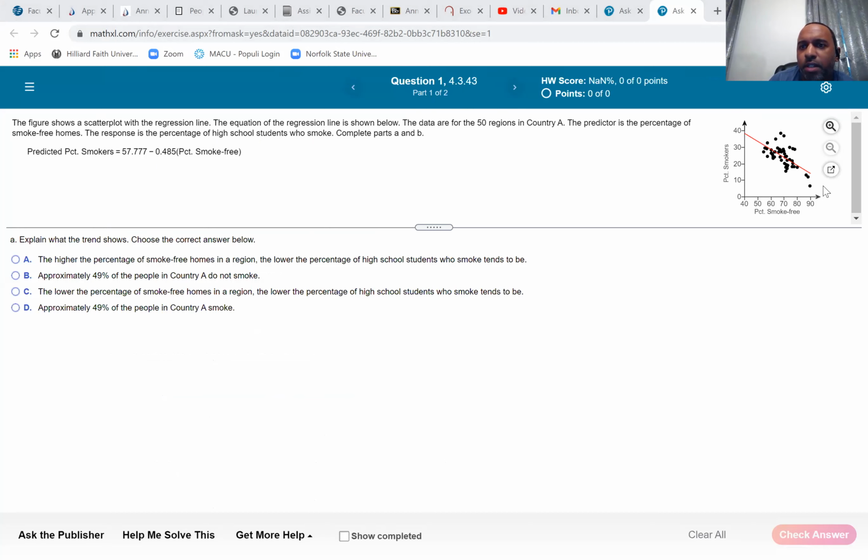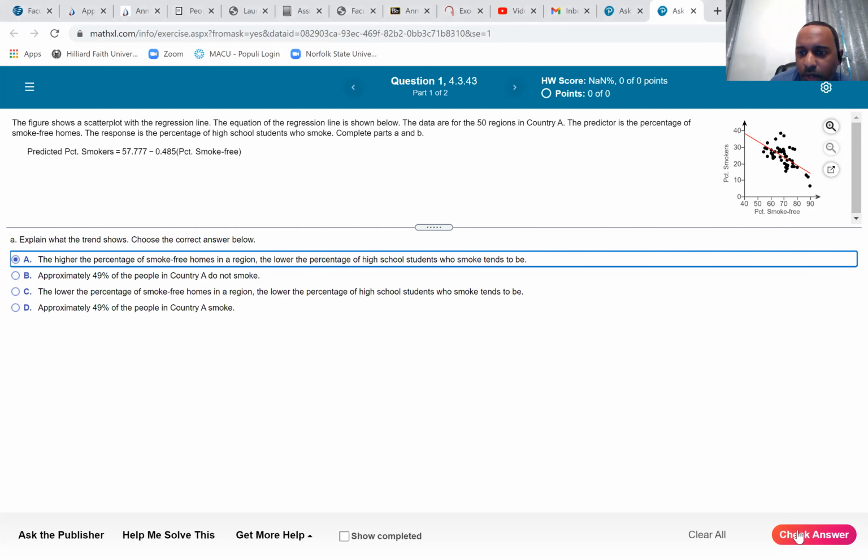Notice our regression line is going down. The higher the percentage of smoke-free homes, which goes from 40 to 90 going up, the line goes down. So the higher the percentage of smoke-free homes in the region, the lower the percentage of high school students who smoke tend to be. So I believe that's it right there.